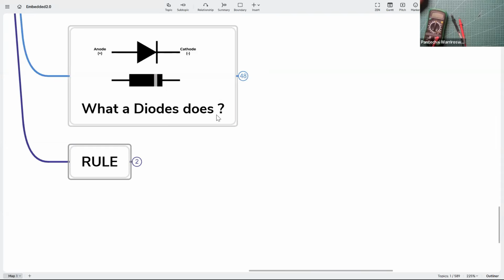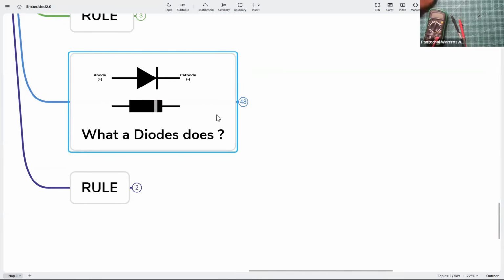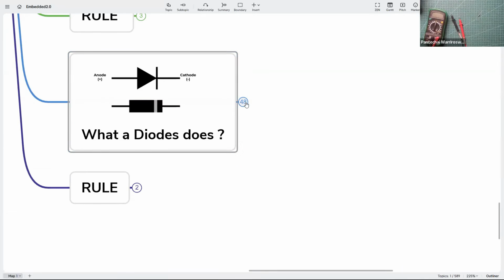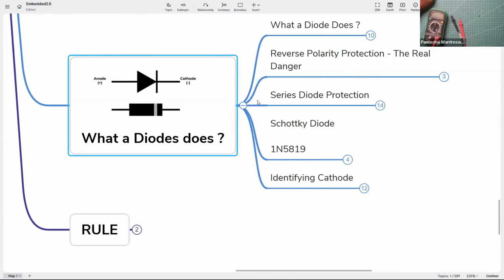We are all discussing the concept, the component, which is called the diode. So why has the diode been required, why do we really want to know about it, and when do we need to use it? That's what we are going to discuss today.